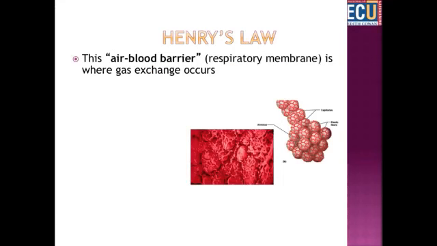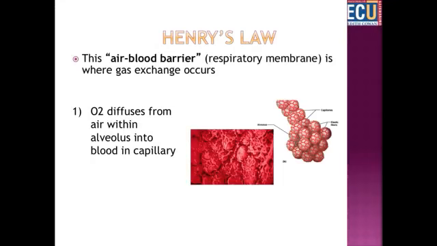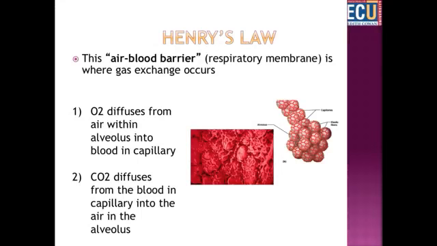A few more examples. Henry's law is essentially the air-blood barrier. The respiratory membrane is where gaseous exchange occurs, and this single cell layer membrane allows for easy diffusion of the carbon dioxide and oxygen in and out of the capillaries and the alveolar sacs. So step 1, oxygen diffuses from air within the alveolus into the blood in the capillaries. Carbon dioxide is diffused from the blood in the capillaries into the air in the alveolus.